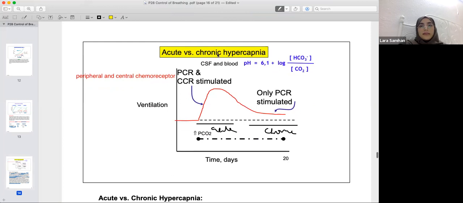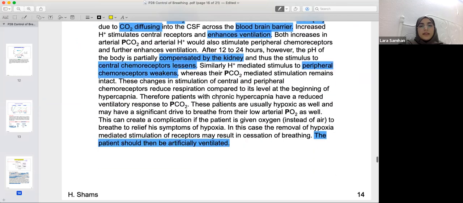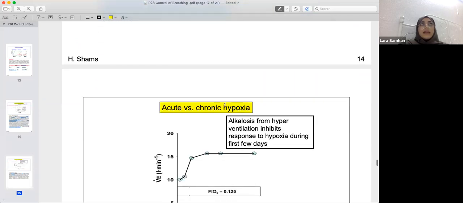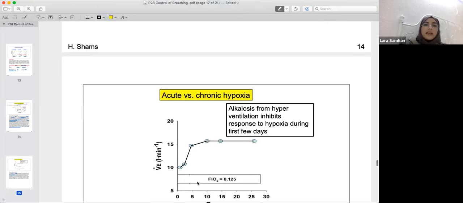Okay, so now moving on to the almost last two graphs, it basically just says more about the acute and the chronic hypercapnia. The first graph is acute and chronic hypercapnia, compared to the second graph, which is the acute and chronic hypoxia. The idea behind both of them is almost the same. Hypercapnia is basically high carbon dioxide levels in the blood, compared to the acute and chronic hypoxia, which is low oxygen levels in the blood, with very minor differences in terms of the graph.